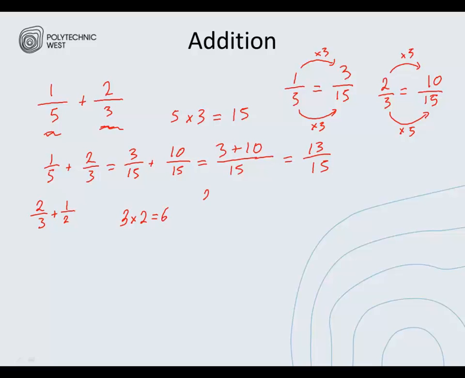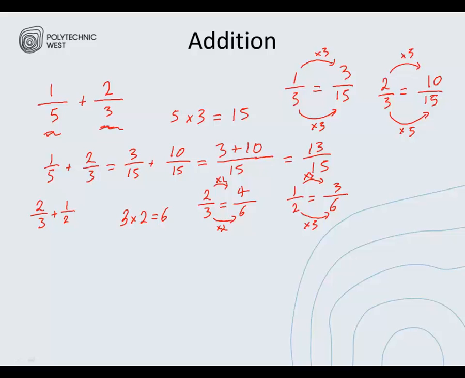Now we convert them. 2 over 3 is something over 6. To go from there to there, we multiply by 2. So we multiply that one by 2, and we get 4 over 6. 2 over 3 is 4 over 6. And then 1 over 2 is something over 6. To go from there to there, we multiply by 3. So we've got to multiply by 3. 1 times 3 is 3. 1 over 2 is 3 over 6.